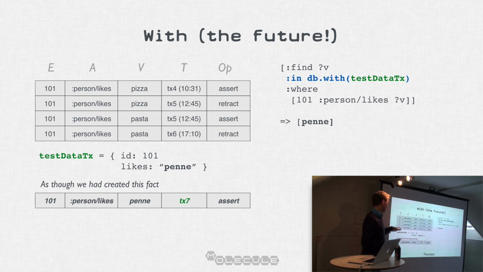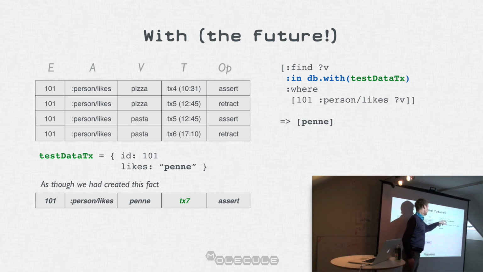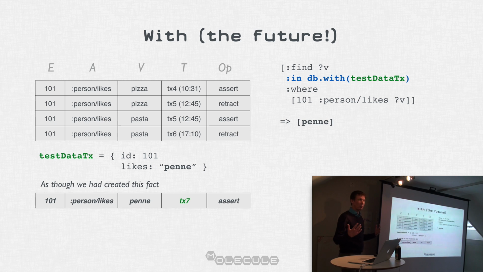So if I, for instance, had those 4 facts ready to go, I could create some test data, say, for Fred's entity, he likes pen. What would I get out of the database? Then it would be as though I had asserted this fact. So when I asked, find the value of a person like this with this test data, then I would get pen. And you can make it much more complex, of course.